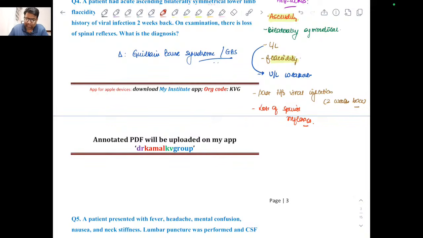Now, what happens? There will be a past history either of viral infection or diarrheal disease, especially Campylobacter jejuni, right? So this is a usual association. Either there will be a past history of viral infection or diarrheal disease, especially Campylobacter. Now the presentation is very unique.